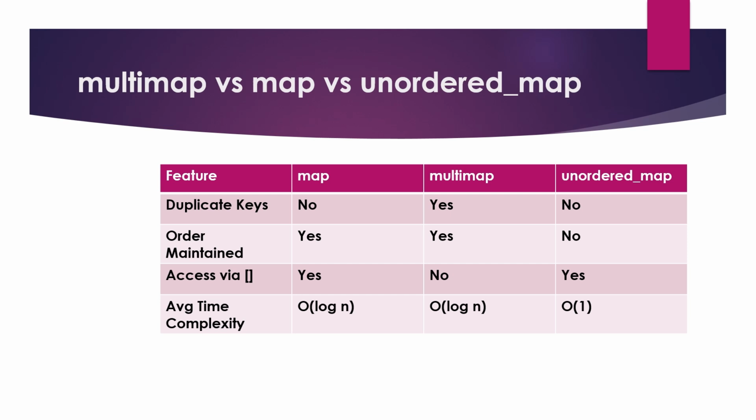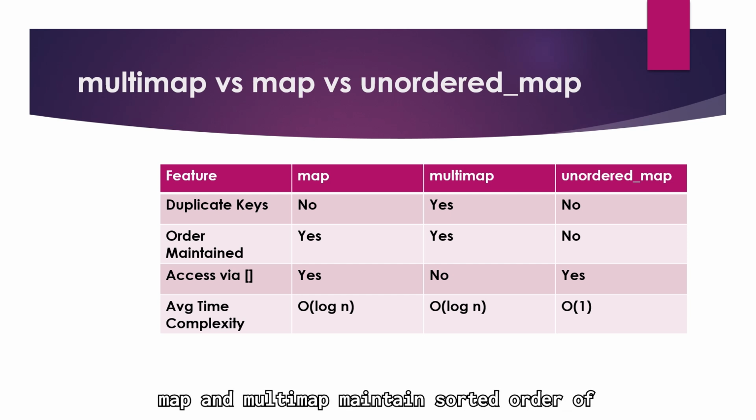Next, ordering. Map and multimap maintain sorted order of keys thanks to their underlying red-black tree structure. Unordered map, on the other hand, uses a hash table, so the elements are not sorted. Elements are stored in an unpredictable order.